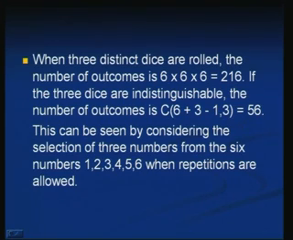So, there are 3 dice and 6 outcomes. So, it will be given by C(6+3-1, 3), which is 56. This can be seen by considering the selection of 3 numbers from the 6 numbers when repetitions are allowed. So, you have to look at it this way and give the answer.